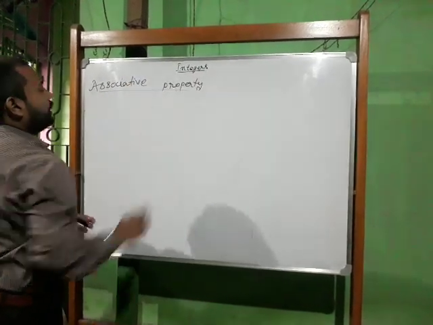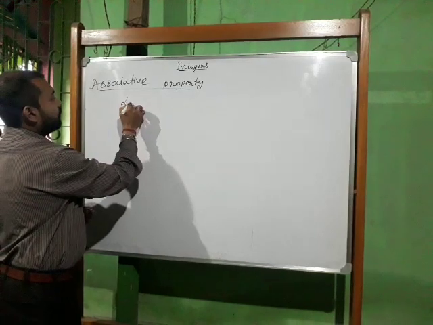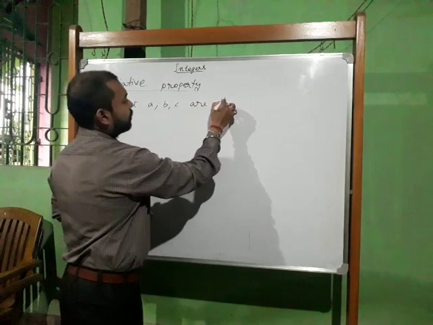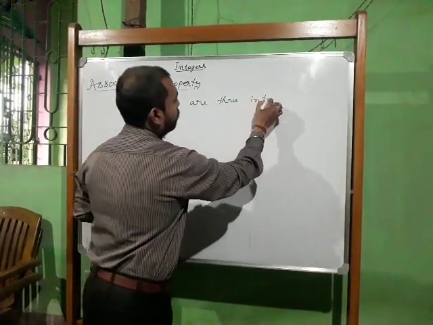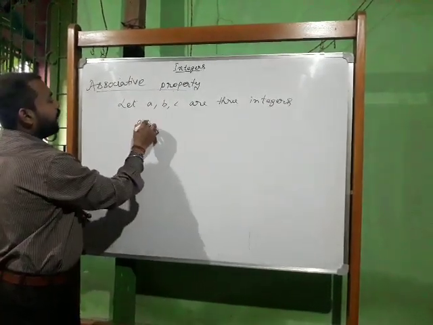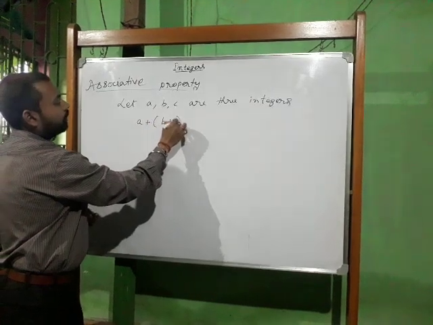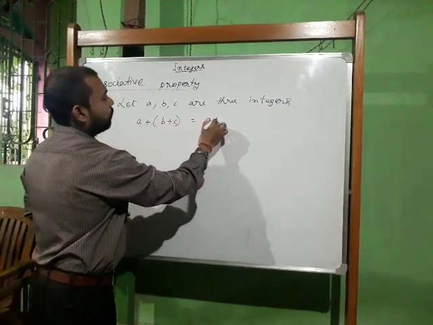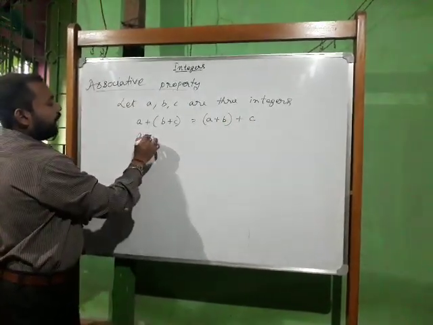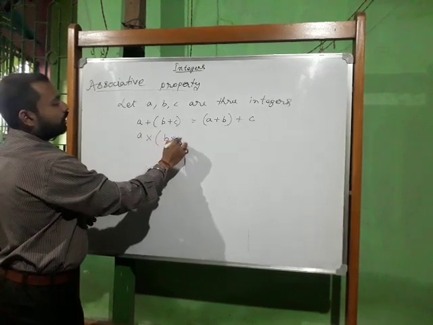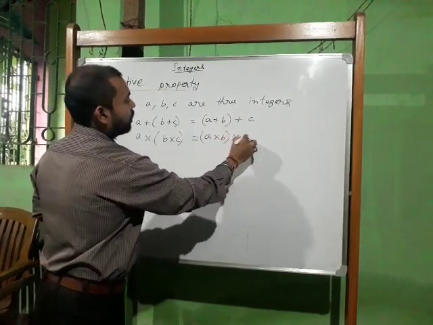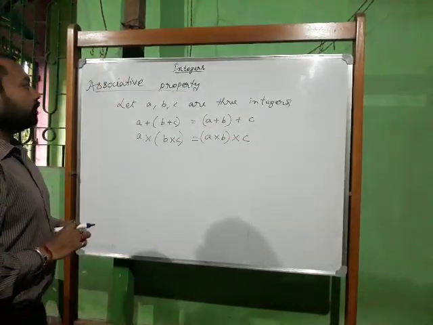So associative property. Now let us take three integers. Let a, b, c be three integers. So according to associative property, a plus b plus c in brackets is equal to a plus b plus c with different bracketing. Again, a into b into c is equal to a into b into c. So from this expression, I think it is clear to you what we have done.